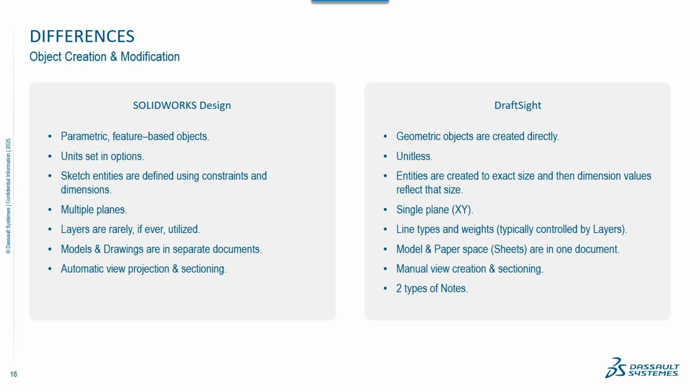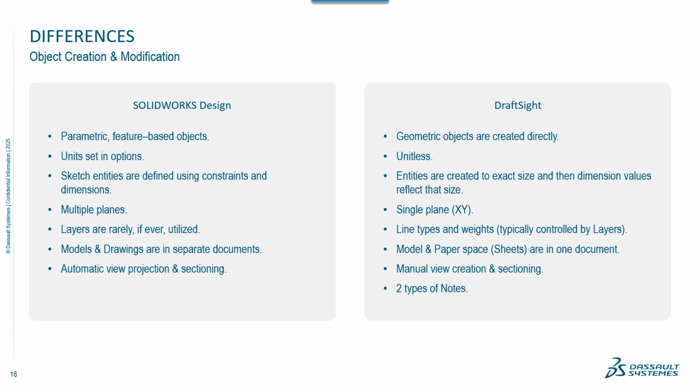When you create your views, the parametrics in SOLIDWORKS know as soon as you drag over a view: front view, oh, here's the side view, here's the top view. You have to actually create those in 2D in DraftSight. You don't have automatic view creation, unfortunately.